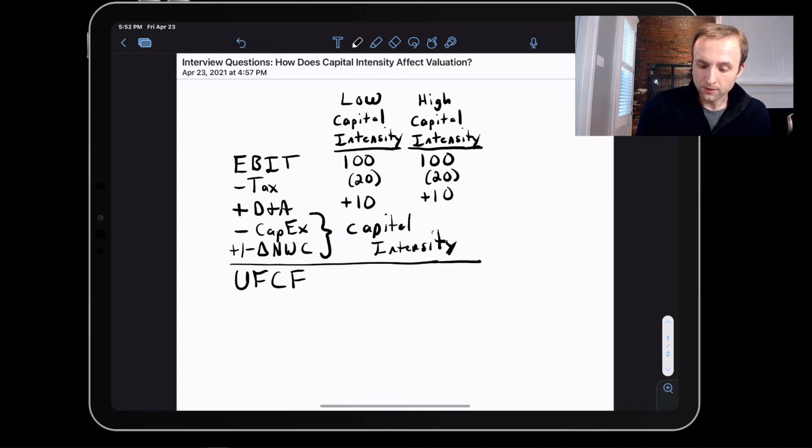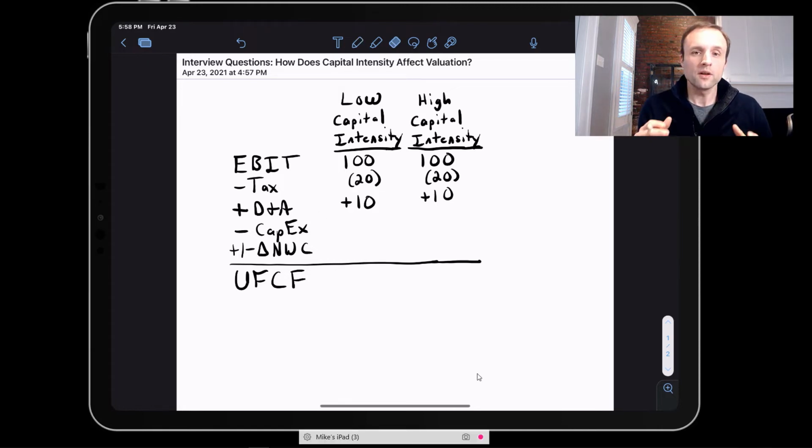And what we have here are two scenarios. One where we have low capital intensity. Let's imagine it's a business that outsources all their manufacturing. And then another business that has high capital intensity. Let's say that that business manufactures all of its products. Let's look at how that affects the numbers for our example.